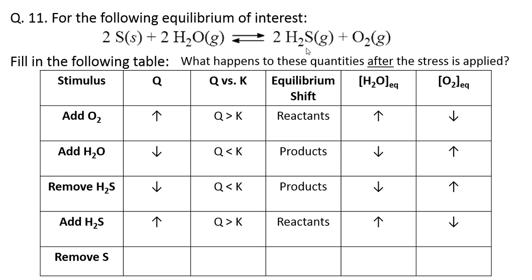Finally, the removal of sulfur will have absolutely no effect on equilibrium, and this is because sulfur is a solid, and pure solids and liquids do not appear in the expressions for equilibrium constants or the Q values. This concludes the first video for Unit 11 on Le Chatelier's principle.